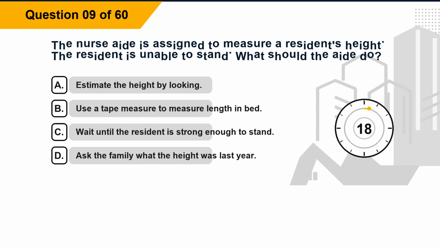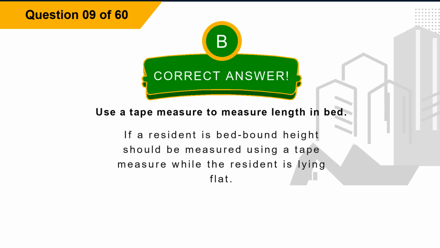Question 9. The nurse aide is assigned to measure a resident's height. The resident is unable to stand. What should the aide do? Option A. Estimate the height by looking. Option B. Use a tape measure to measure length in bed. Option C. Wait until the resident is strong enough to stand. Option D. Ask the family what the height was last year. The correct answer is option B. Use a tape measure to measure length in bed. Explanation. If a resident is bedbound, height should be measured using a tape measure while the resident is lying flat.